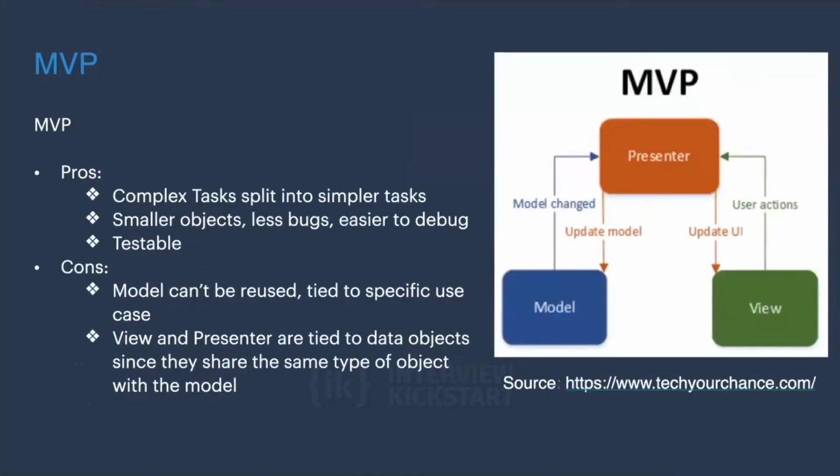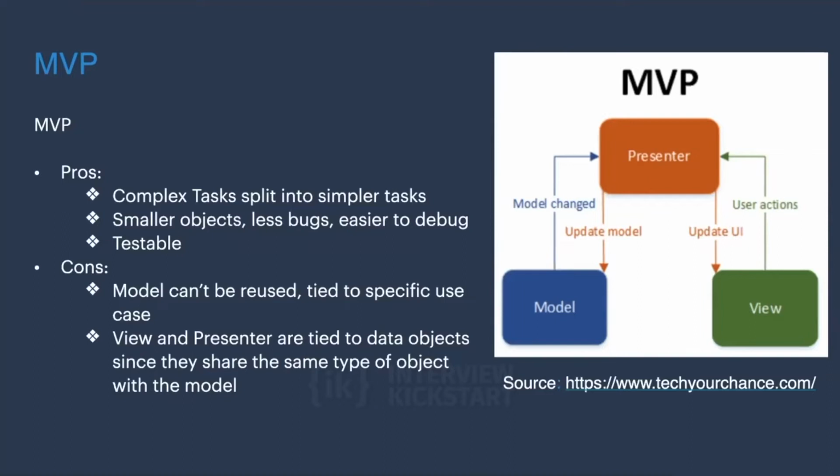Now we look at another pattern, which is MVP, Model View Presenter. The presenter plays a big role here. If you notice, there is no connection between the model and the view. That means whenever the model gets changed, it lets the presenter know. Or if the presenter wants the model to be updated, it directly tells the model, hey, update your model. The same happens with the view: whenever a user action happens, it goes to the presenter, and the presenter updates the UI directly.